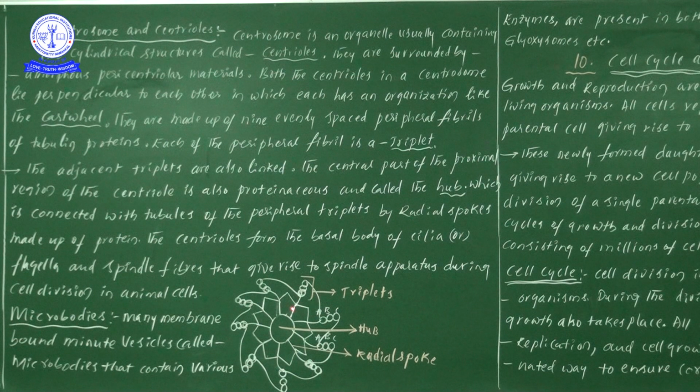These are the triplets we are observing at the end of the peripheral fibrils. Next, the adjacent triplets are also linked. Adjacent means neighbouring. Once you see there, all the triplets are linked, joined, connected. This bridge-like structure, this connection, is known as the A-C linker.